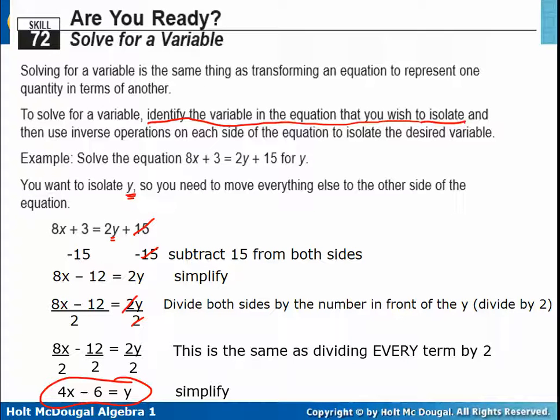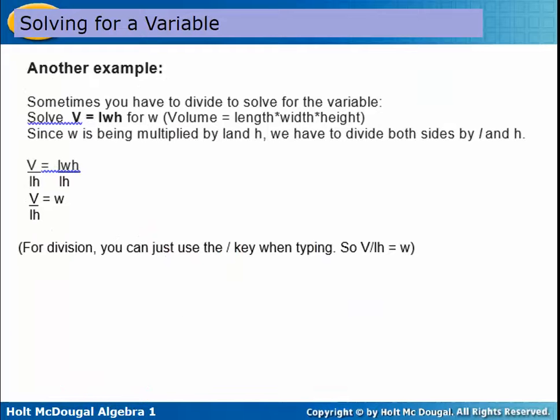Let's look at another example. Sometimes the variable that we're looking for is being multiplied by more than one thing. In this case, V equals L times W times H. They want us to solve this for W. This is the formula volume equals length times width times height for a rectangular prism to find the volume of a box.